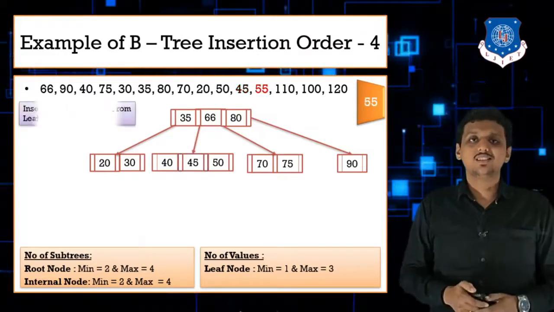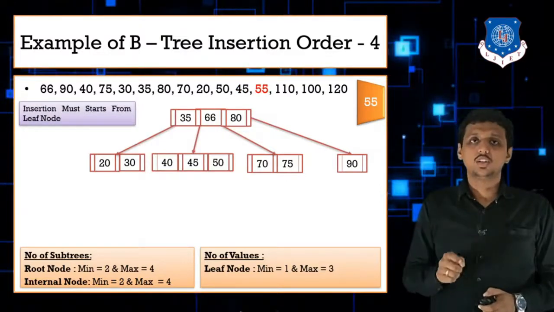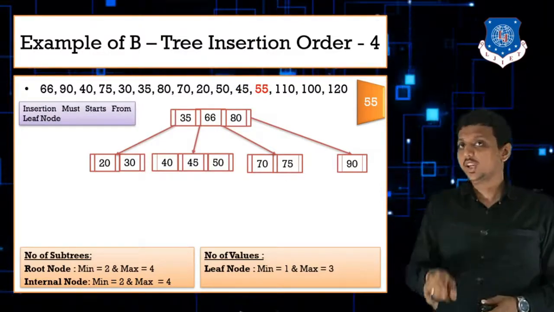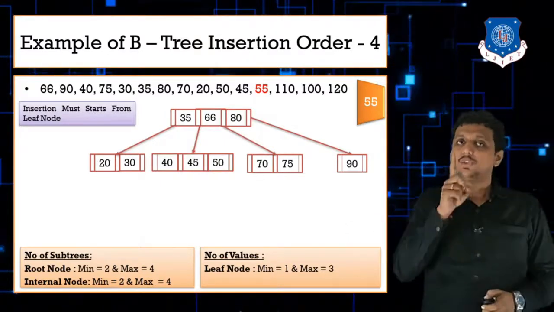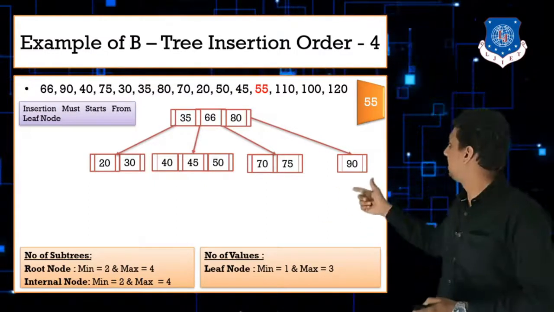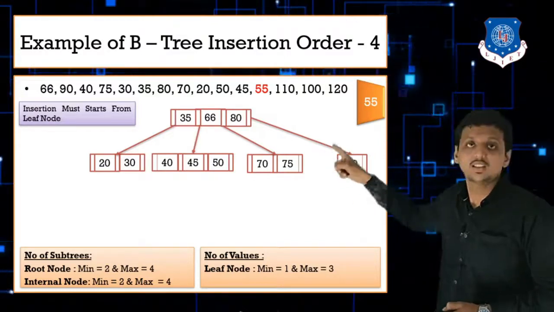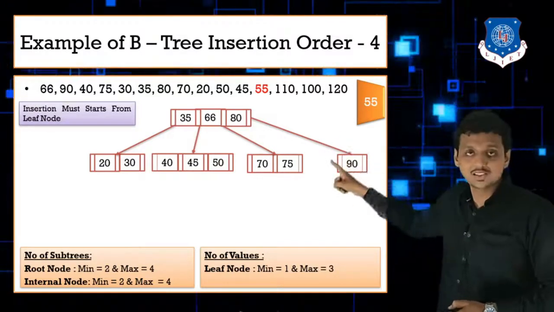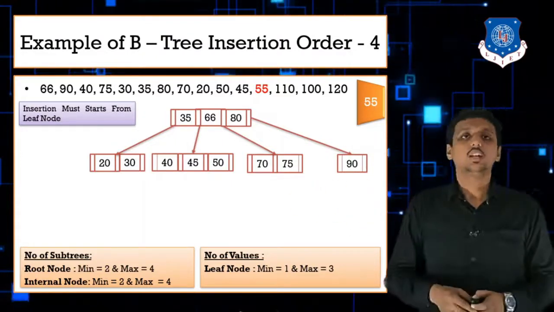Students, the next insertion is 55. Now this is a very important insertion. Why? Let's see. The value that we need to insert is 55. Now tell me where we need to insert it. 55 is greater than 35 but less than 66. So you need to move towards the 40, 45 and 50 node.